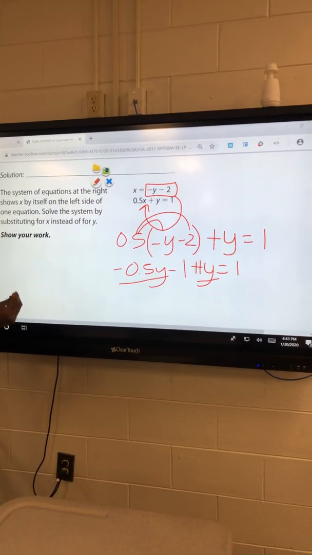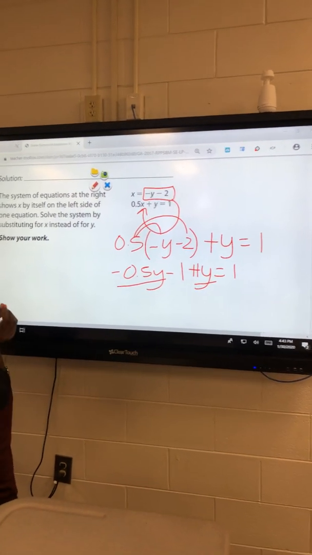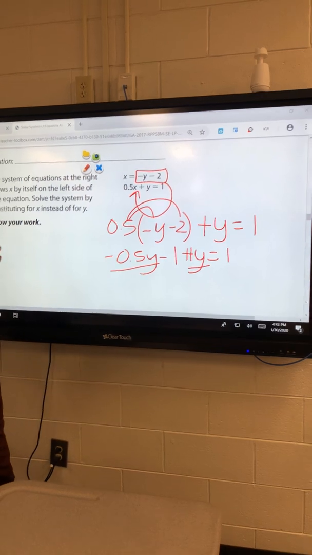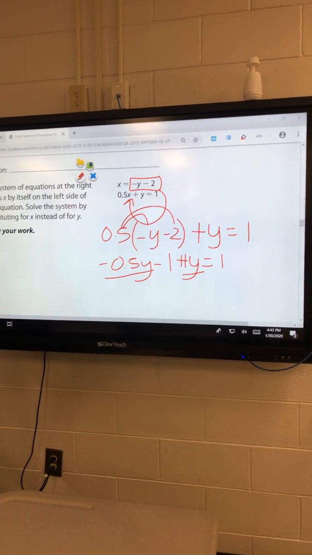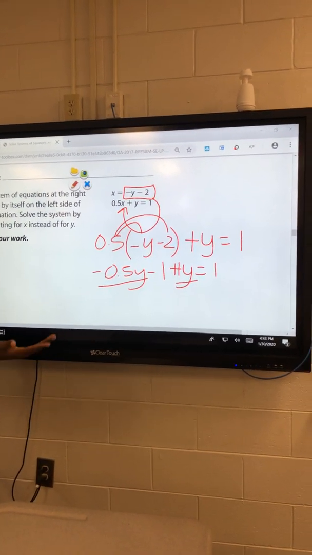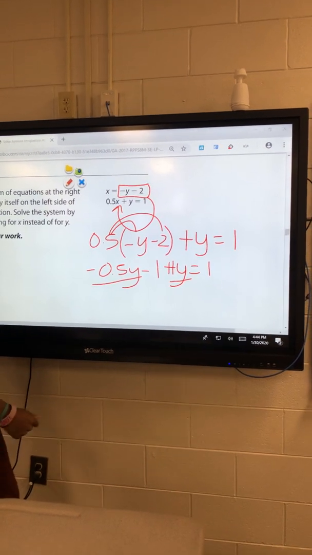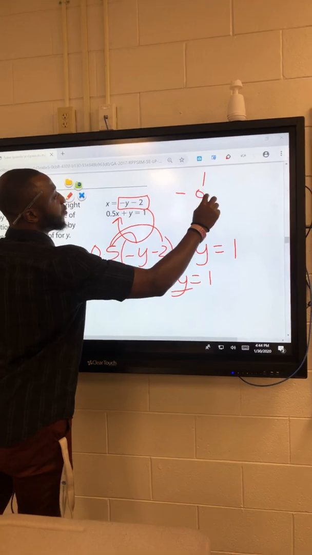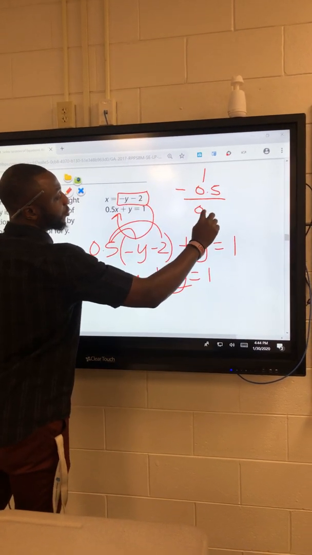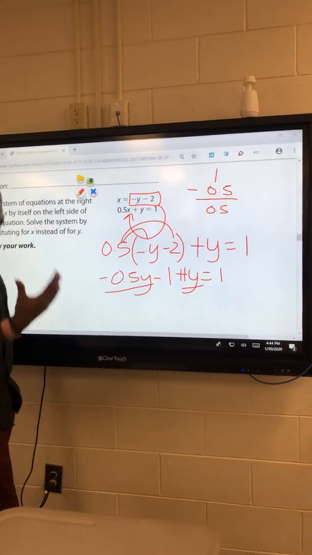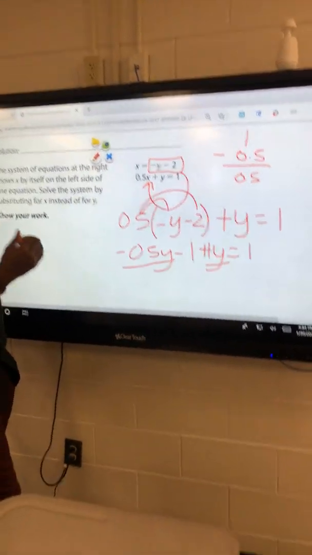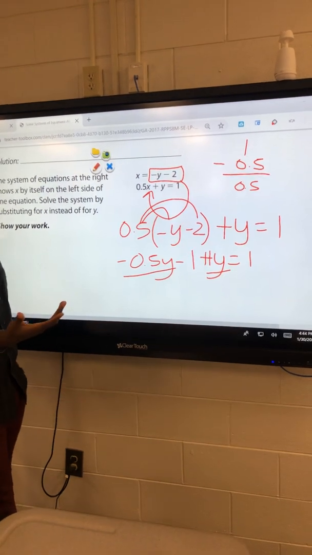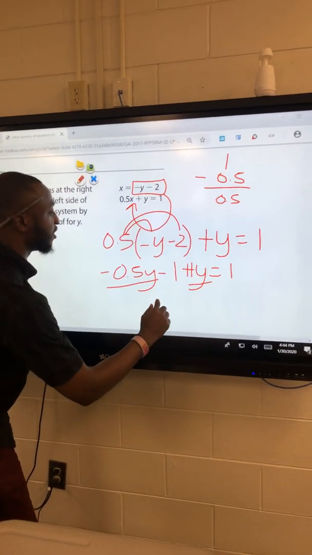So negative 0.5 plus 1y is like saying 1 minus 0.5, which is like saying what is half of 1? Half of 1 is half. So it's 0.5. That's where you're going to get lost right there. Okay? So 1 minus 0.5 is 0.5. It's like $1 as a whole, and then you have 50 cents. If you had $1 and somebody took away 50 cents from you, you have 50 cents left, right? So we have 50 cents left.